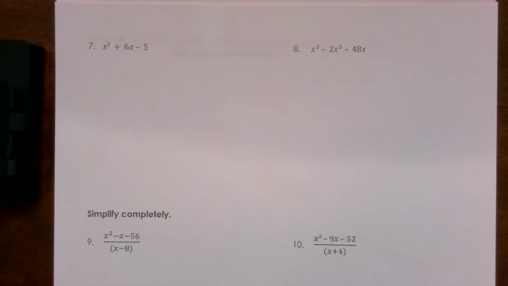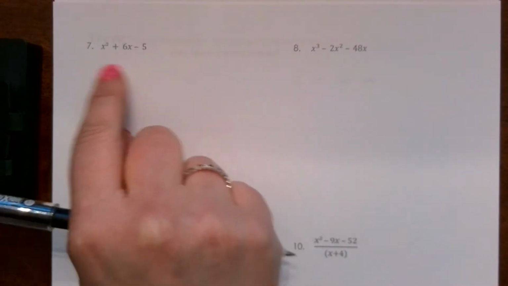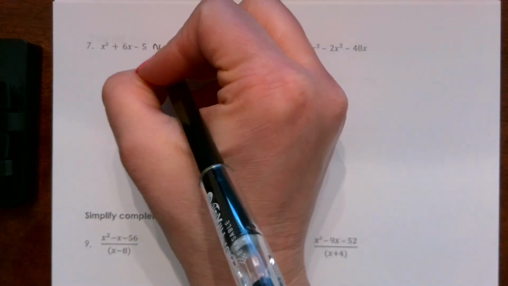We are going to continue our try-it problems for the lesson factoring with trinomials with leading coefficients of 1. Let's take a look at number 7. I don't see a greatest common factor. There is no number or variable I can take out of each term, so there is no GCF.